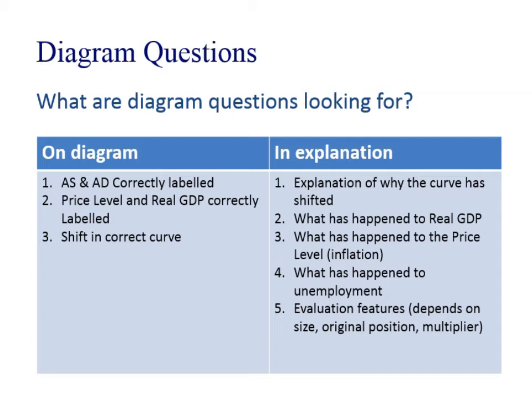And they want to see that you can shift the correct curve as well. But in the explanation, they'll want to know why that curve has shifted, what's happened to real GDP, what has happened to price level, whether there's been any inflation, deflation, disinflation, and what's happened to unemployment. And they might ask you for some evaluation features. So if it's a comment on question, they might want some depends upon features such as depends upon the size of the shift, the original position of the economy, and the size of the multiplier if it's a shift in aggregate demand, that is.